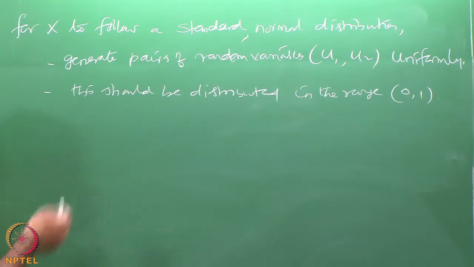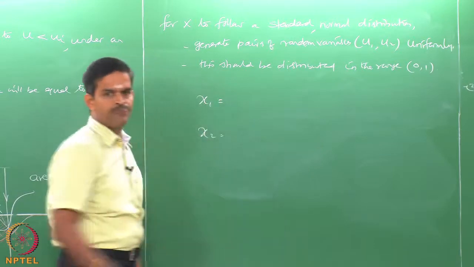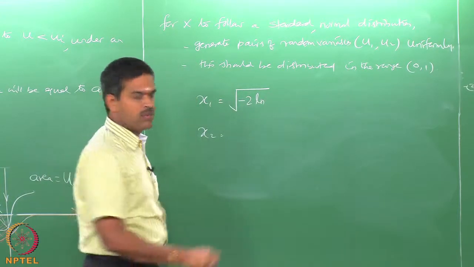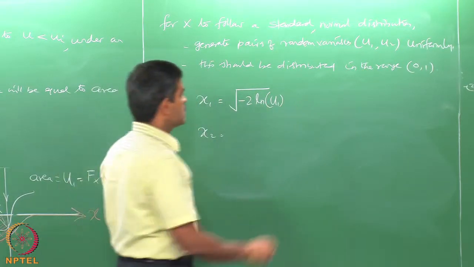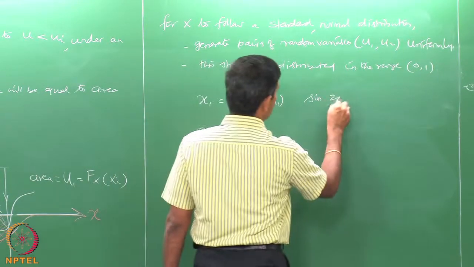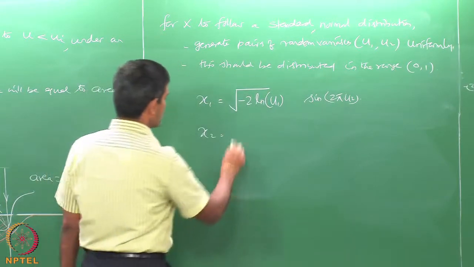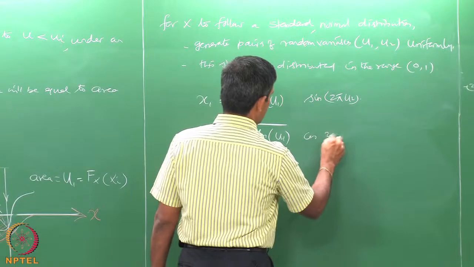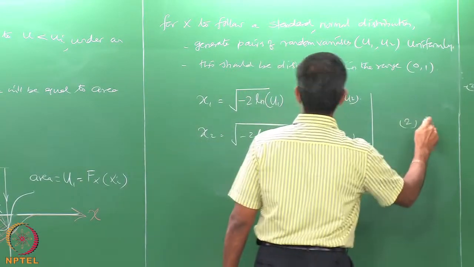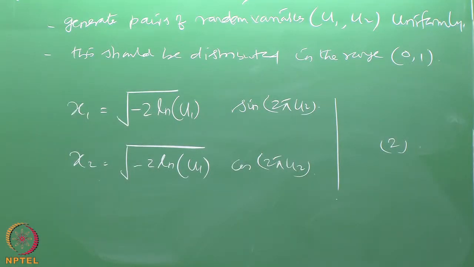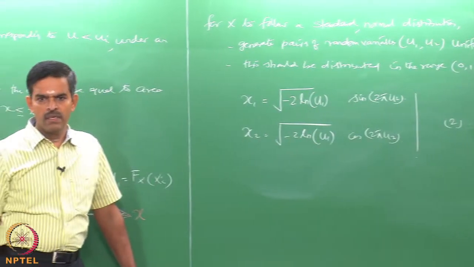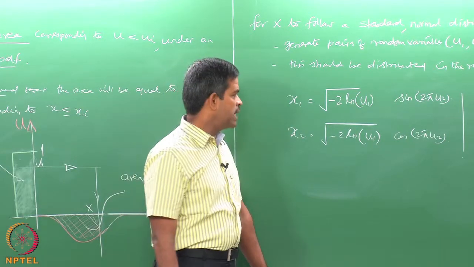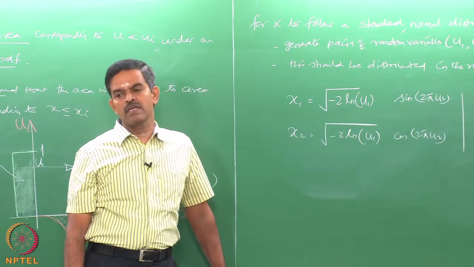So, how to generate this? We can use the following equations. Let us say x1 and x2 are square root of minus 2 natural logarithm of u1 sin 2 pi u2, and square root of minus 2 logarithm of u1 cos 2 pi u2, call equation number 2. If you look at this equation, please see that if the uniform random variables are statistically independent, then the standard normal random variables generated using the above equation 2 will also be statistically independent.